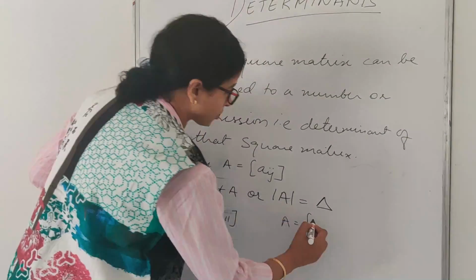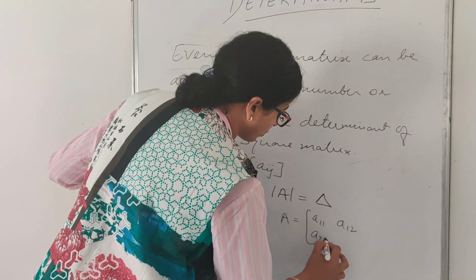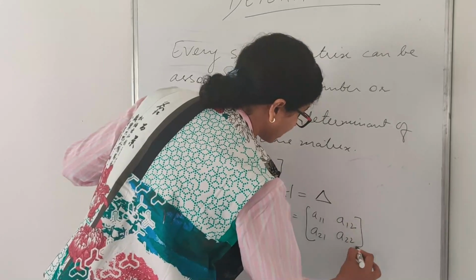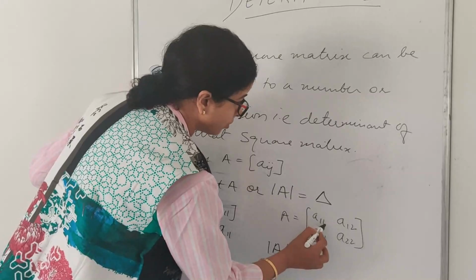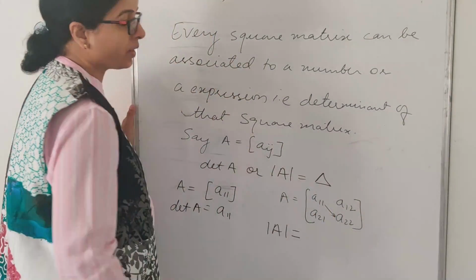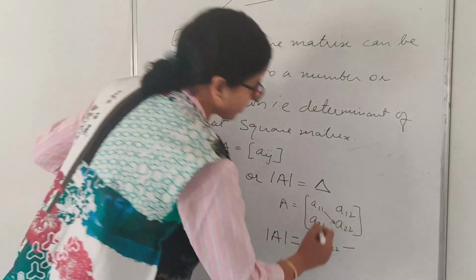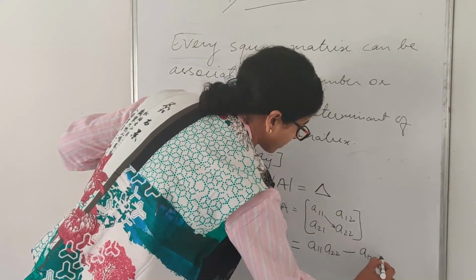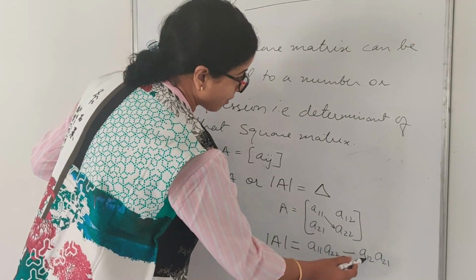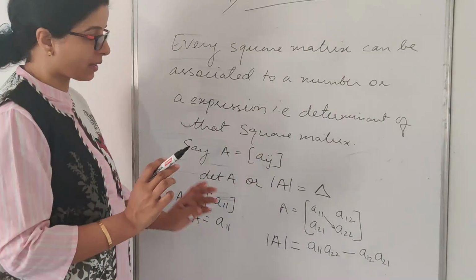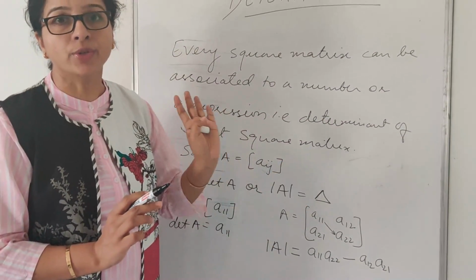So I have A11, A12, A21, A22. This is a square matrix of order 2. How to find the determinant of it? It is equal to multiplication of the main diagonal elements minus multiplication of the off diagonal elements. Is that clear? So A11 into A22 minus A12 into A21. This is the way we calculate the determinant of a square matrix of order 2.